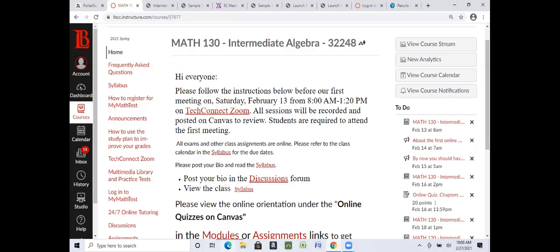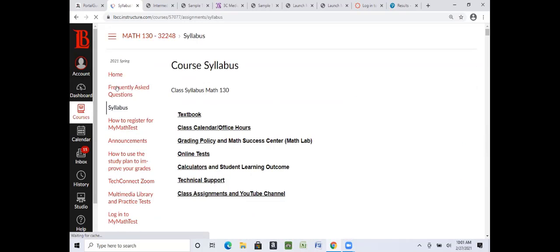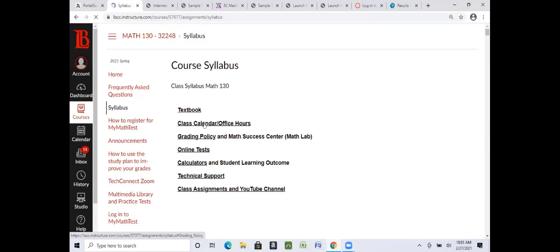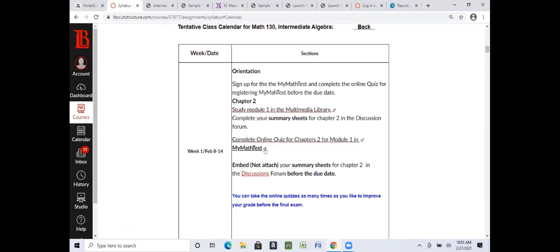No, I do not, but I didn't know that once you take the quizzes, you can go back through and better your score. Okay, so you need to read all the information that are posted. I did post that in several places. Under the calendar, I tried to actually post all the steps here. Here it says you can take the online quizzes as many times as you like to improve your grade. You see that note here?